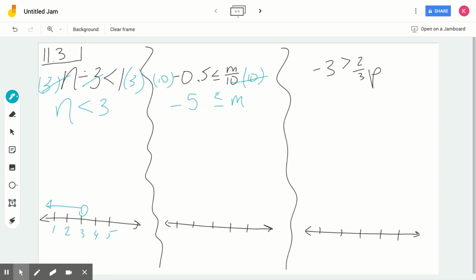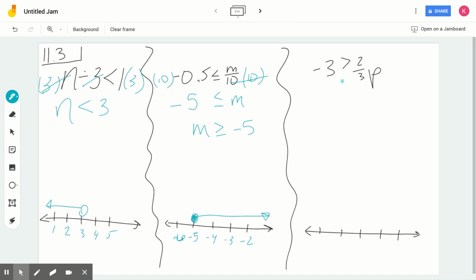Now keep in mind when we have the variable on the right-hand side, we want to rewrite everything by flipping it. So keep that inequality sign facing the variable. Now we can go through and label our number line. m is greater than or equal to, so that would use a closed circle. And since it's greater than, we shade to the right.